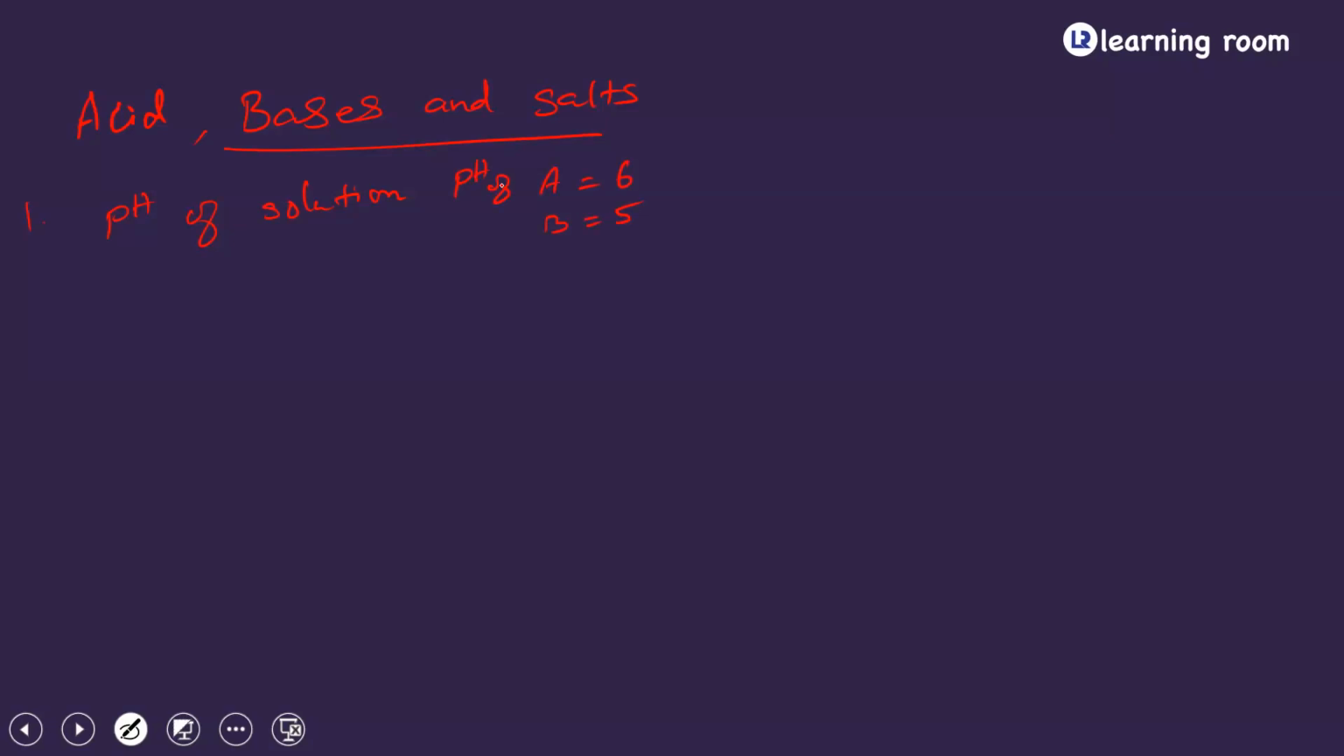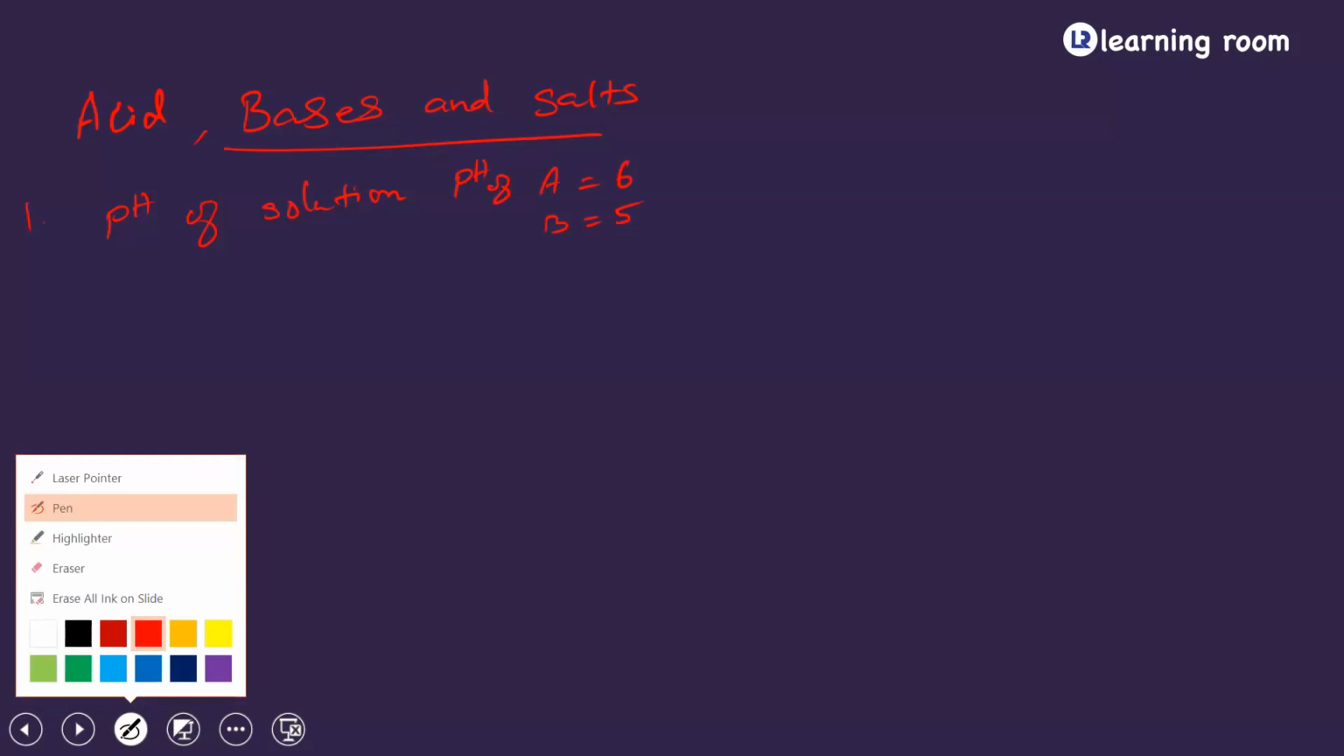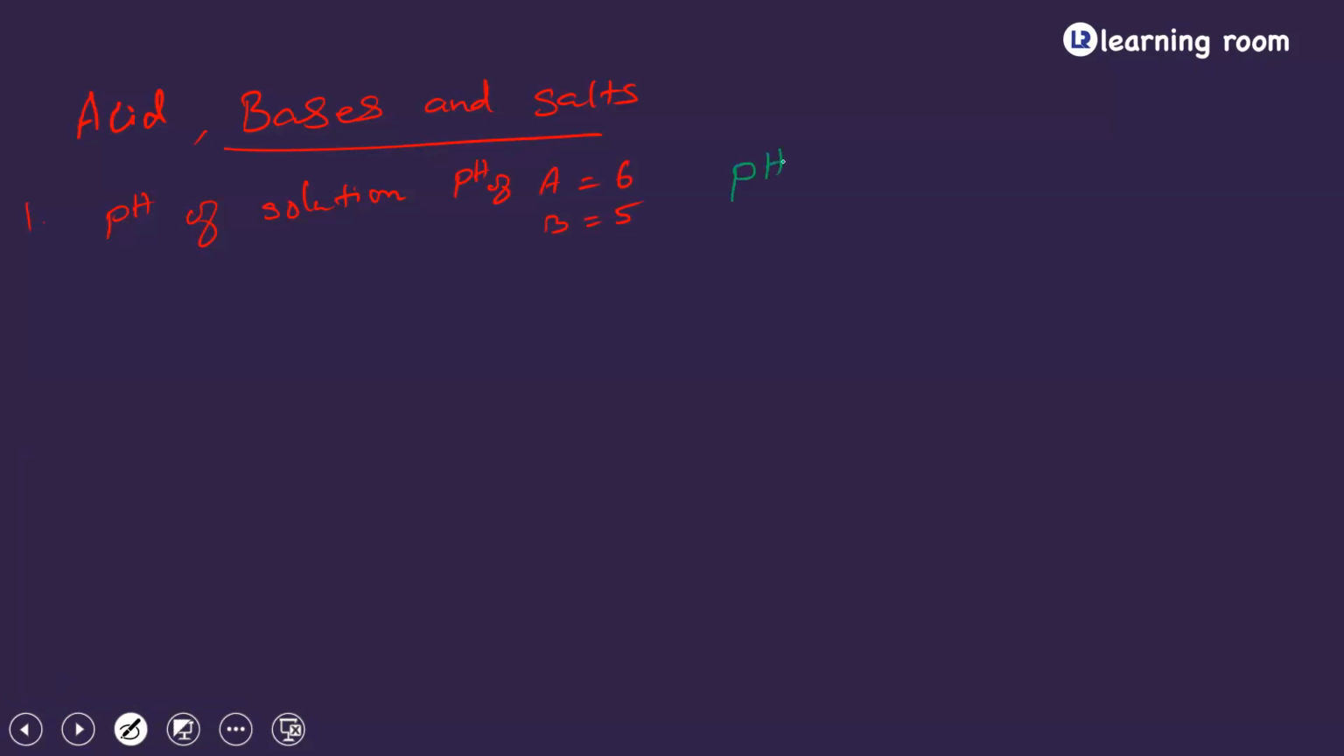So what is pH? pH is the potential of hydrogen. pH equals minus logarithm to base 10 of the H plus ion concentration. So the pH of a solution is measured in terms of H plus ion concentration in the solution, and it gives an idea about the acidity or alkalinity of a solution.